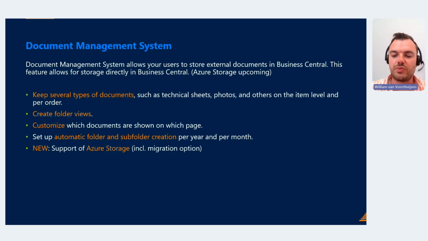So with document management system, we've basically created a lightweight DMS within Business Central, where you can store the documents in the fact box. You can create template folder structures, which then apply to all of the records. For example, if you create a folder structure for customers, then that can apply for all customers. You can of course drag and drop the items into the fact box, and then they will be stored in the folder structure. And you can also work with automatic creation of subfolders based on year and month.